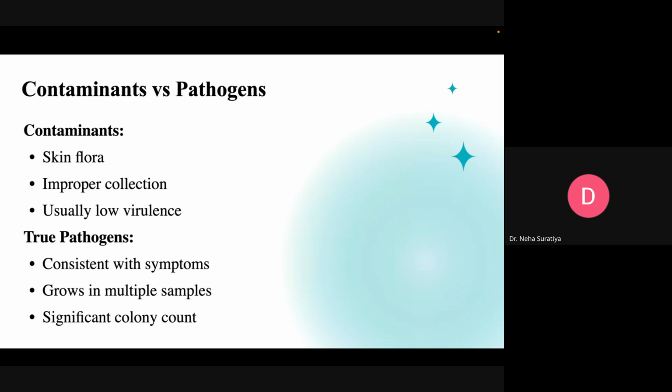The opposite scenario can also happen. If the symptoms are there and your report is showing no pathogen, right? So you need to always correlate. Okay, this distinction prevents unnecessary antibiotic use, guys.